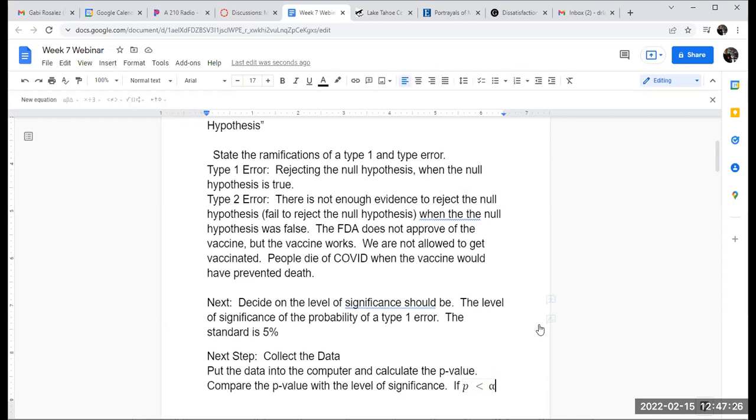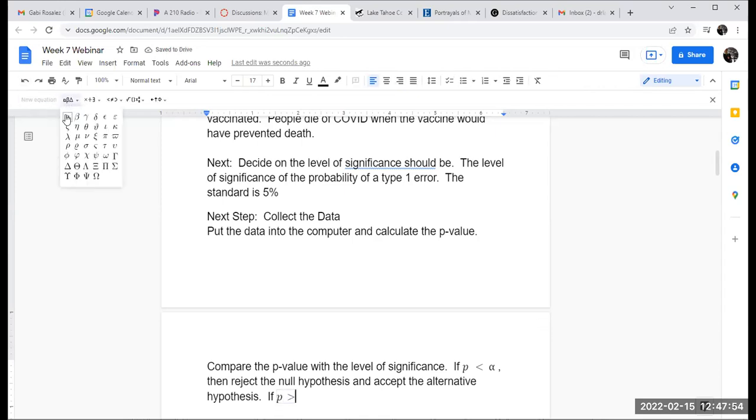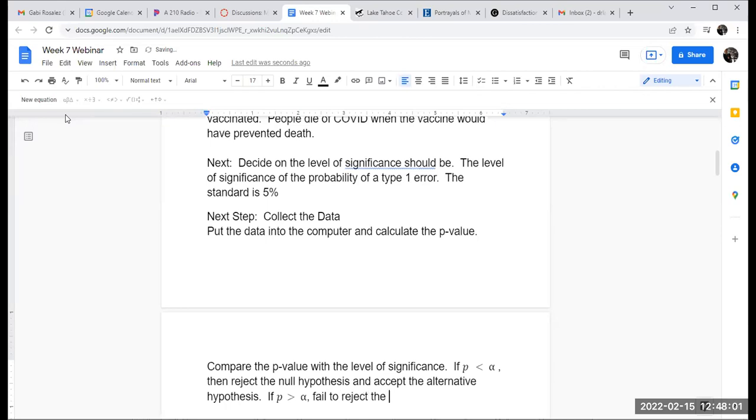If p is less than alpha, reject the null hypothesis and accept the alternative hypothesis. If p is greater than alpha, fail to reject the null hypothesis.